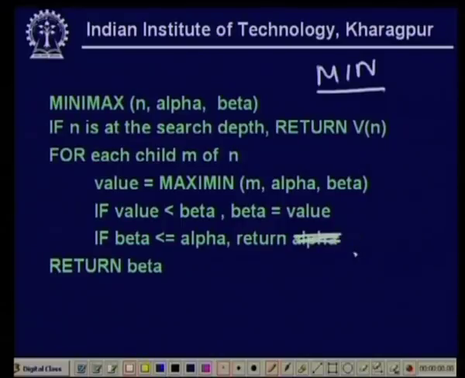So, there is a mistake here. So, we return the current beta value and then we cut off search at this point, otherwise at the end of this loop we return the beta value. So, this is minimax.